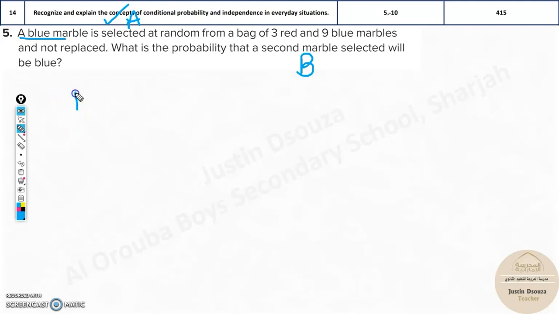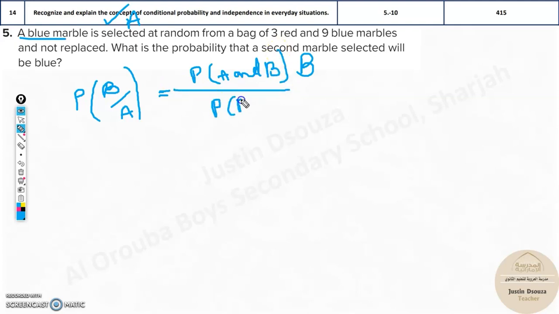Now how do I write it? There is a very important formula. Probability of B happening, the second part, given that the first part has already happened. So probability of B given A is P of A and B divided by P of A. Now what is the probability of A and B? Just now we did this, with the chocolates not replaced. Blue chocolates, red chocolates. The same thing.